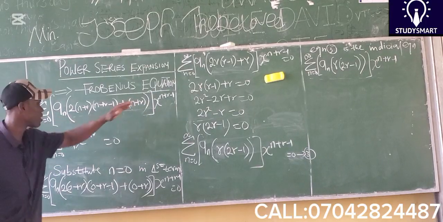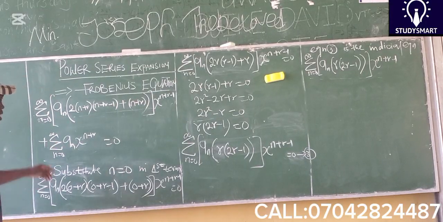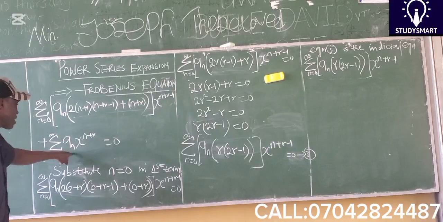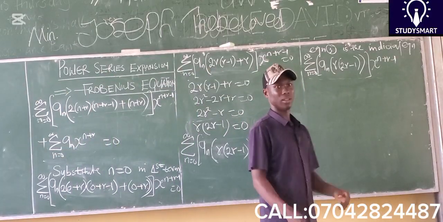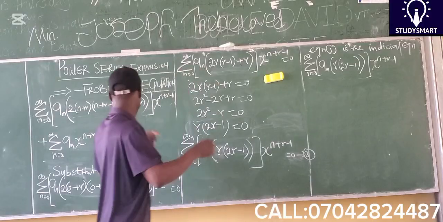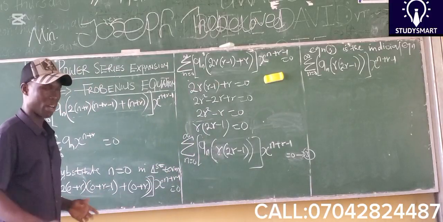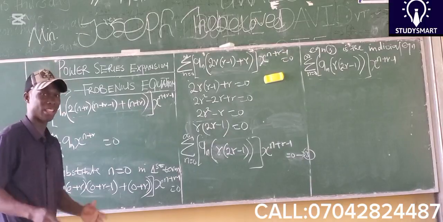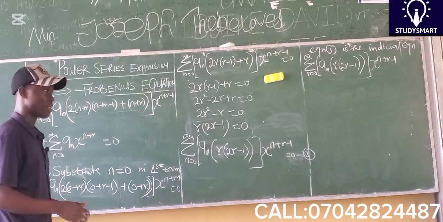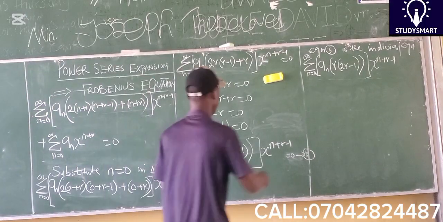We've always been dealing with the first term. And now we want to touch this last term. Listen very attentively. We'll touch this one and then touch this one so that we are going to get our recurrence relation.